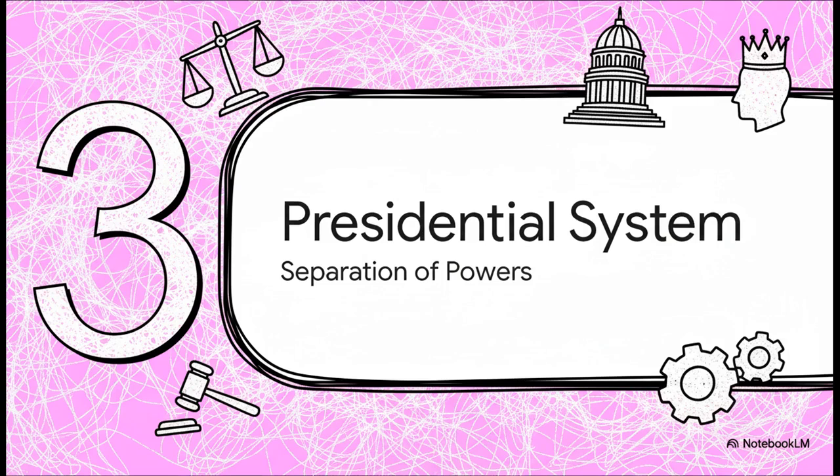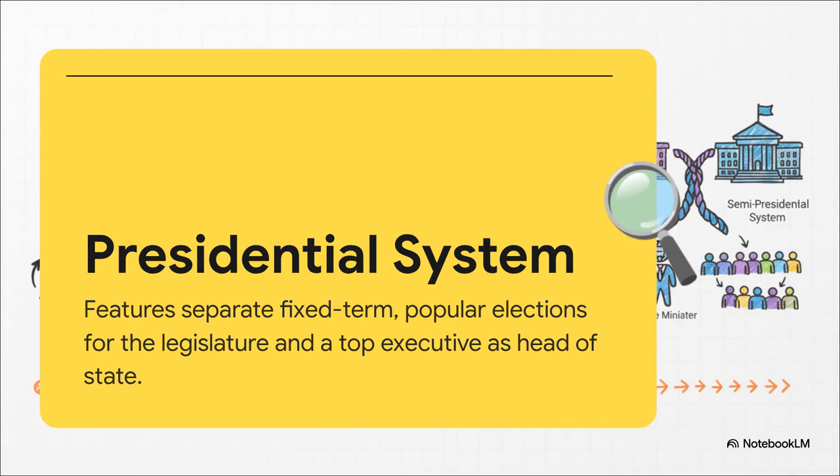Okay, so now let's switch gears completely and look at a totally different setup, the presidential system. This thing is basically built on the exact opposite idea of a parliamentary system. Right? So if parliamentary systems are all about fusion, presidential systems are all about separation. The whole idea here is that the executive and the legislature are elected in totally separate elections by the people, and they each have their own specific powers and, crucially, their own fixed terms in office.